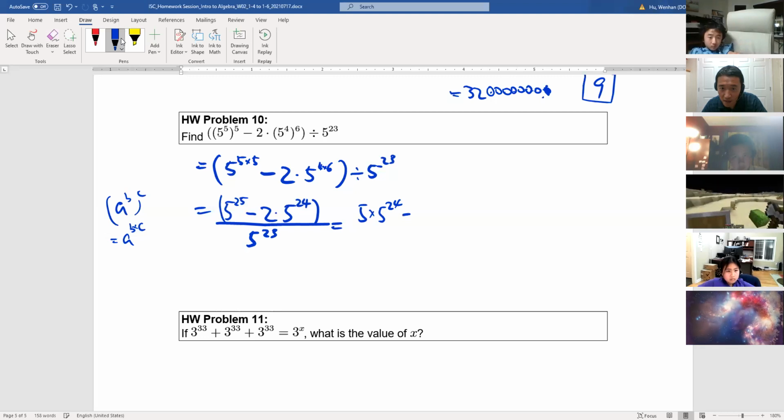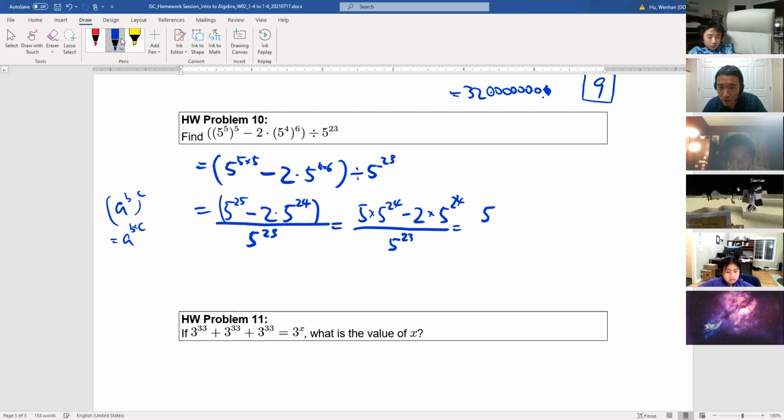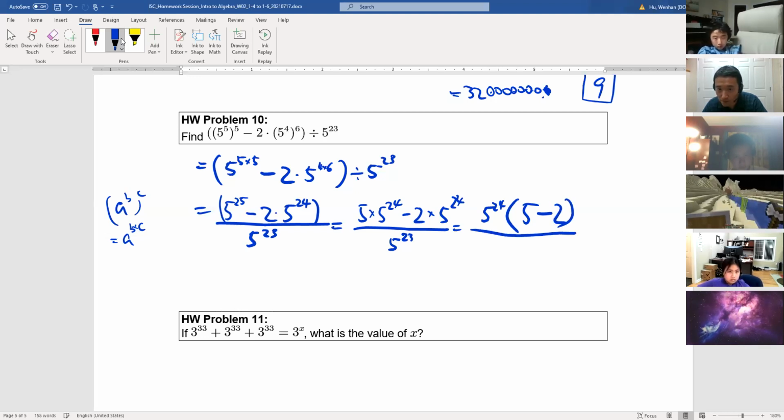And this thing obviously has a factor of 5 to the 24th. So we can factor it out. 5 to the 24th, factor it out. We have a 5 left here, right? 5 to the 24th out, have a 5 left. And we have a minus sign here. And we have a 2 left here. Well, that's much easier. And then we have the 5 to the 23rd.